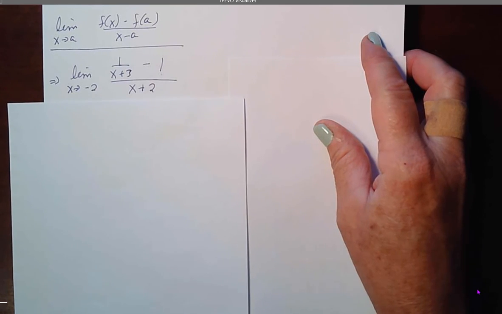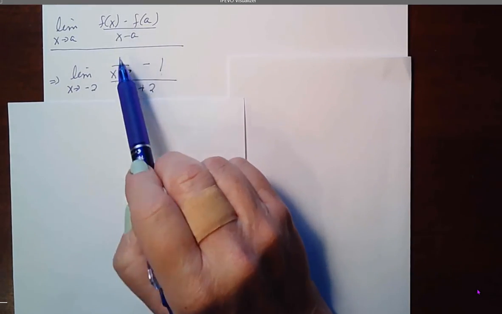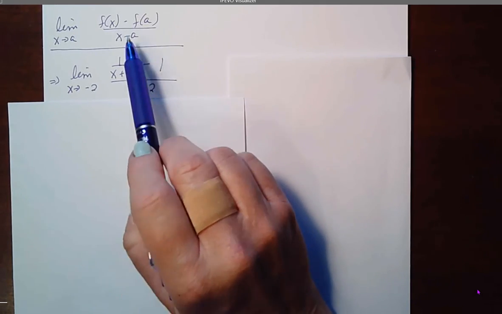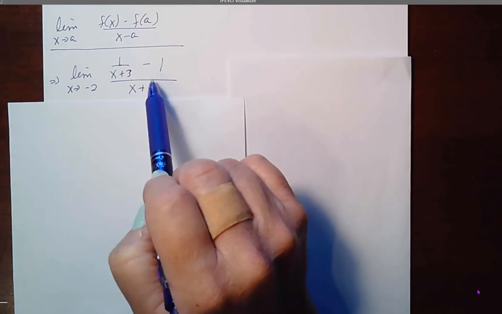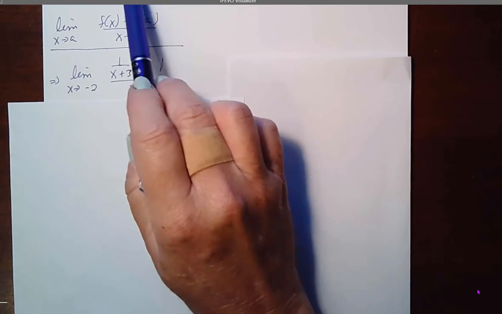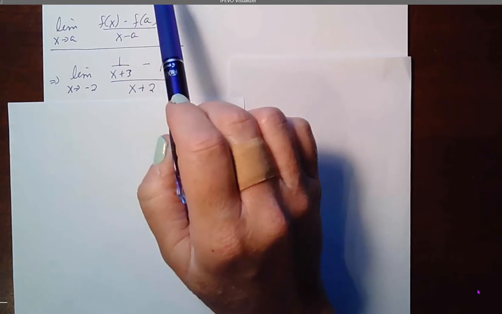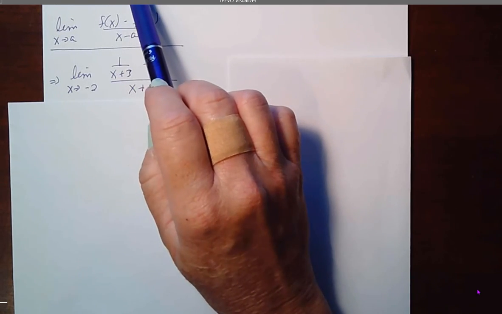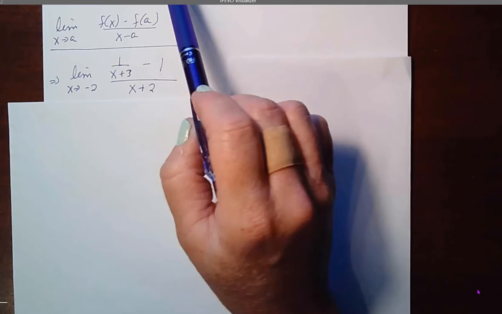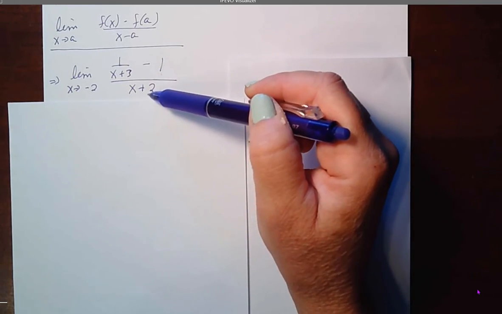Okay, so we're going to put in our function f of x, which is 1 over x plus 3, and then minus f of a. If we put in negative 2 here, 3 minus 2 is 1, so minus 1, all over x minus a, so that's x minus a negative 2, which is x plus 2.